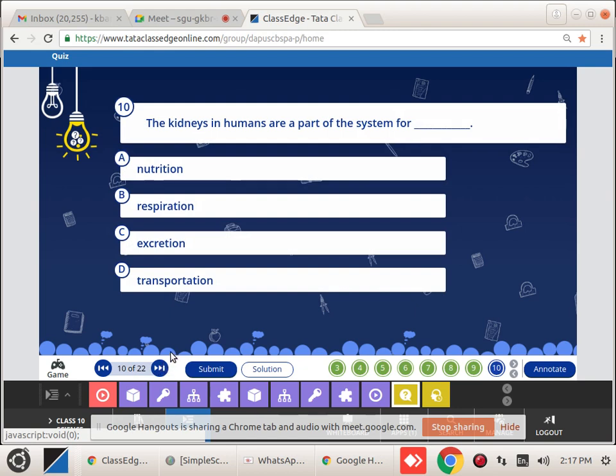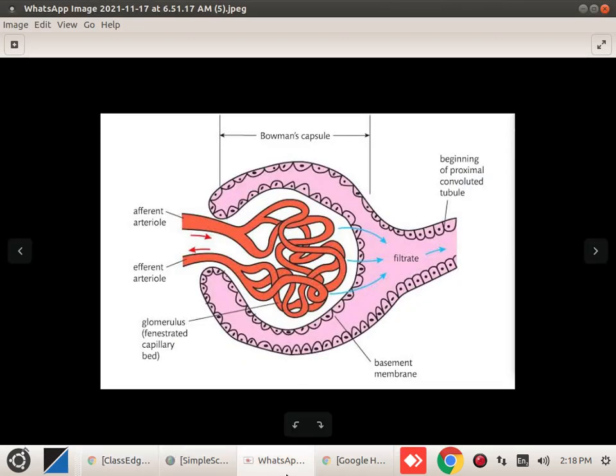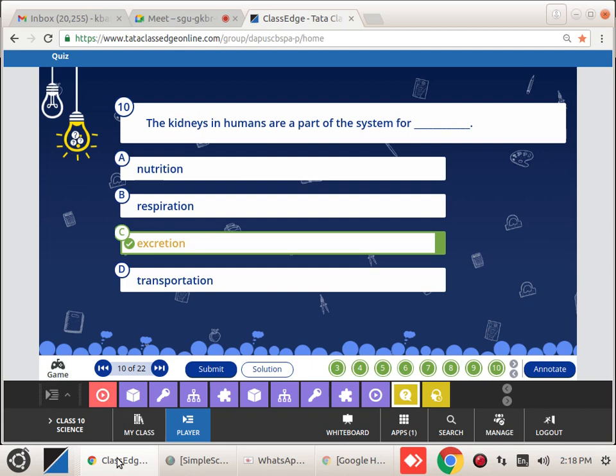The kidneys in humans are a part of the system for nutrition? No. Respiration? No. Excretion? Transportation? Obviously excretion. Okay, very good. So I know you people must be revising with me also, and I know that maximum students among you must be answering along with me, okay?